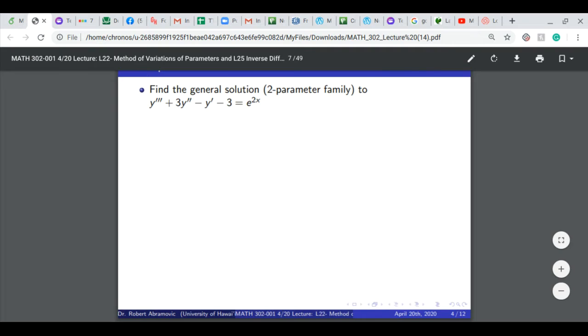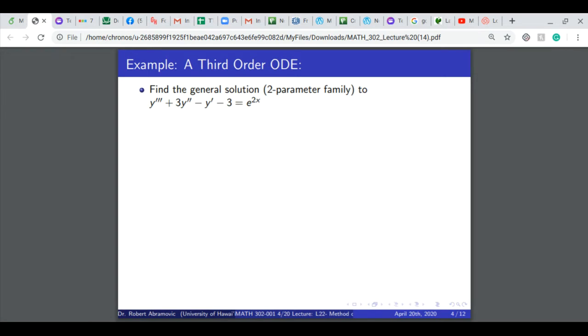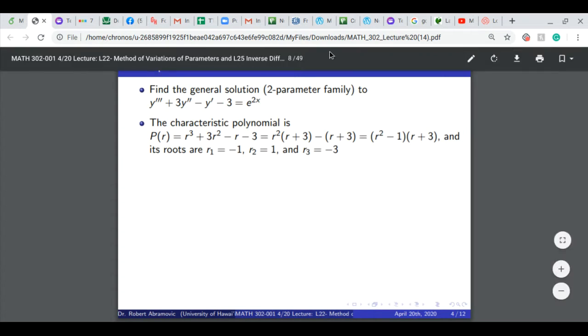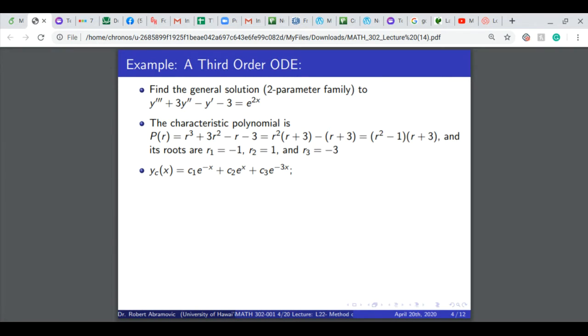So this is an example of how it plays out. Find a general solution to y triple prime plus 3y double prime minus y prime minus 3y is equal to 2e to the x. First, we get this characteristic polynomial r cubed plus 3r squared minus r minus 3. Factor out r squared, r plus 3, minus r plus 3. We're left with r squared minus 1 times r plus 3. What are its roots? Negative 1, 1, and negative 3. The complementary function is c1 e to the negative x plus c2 e to the x plus c3 e to the minus 3x.